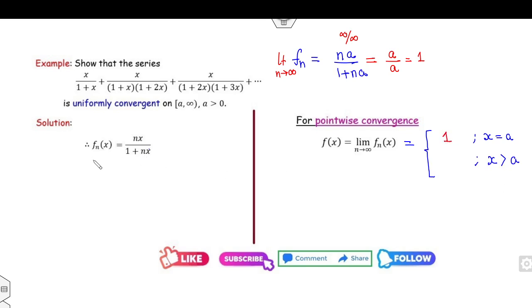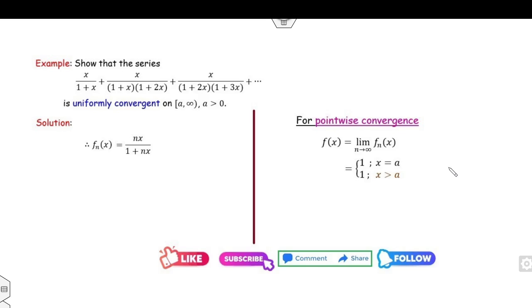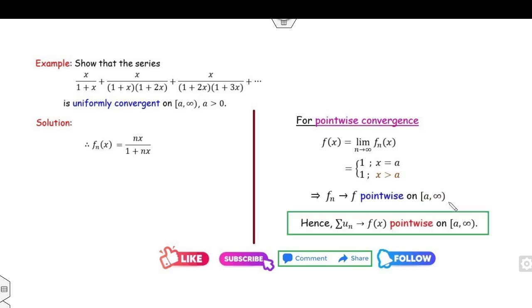Similarly, when x is greater than a, I can take this limit as n approaches infinity. So clearly this is my infinity over infinity form. I can apply the L'Hopital rule. It's x over x. Again, this is 1. And clearly the limits exist. This implies the sequence of the function fn converges to the f pointwise on this interval a comma infinity, and hence the series also converges pointwise.